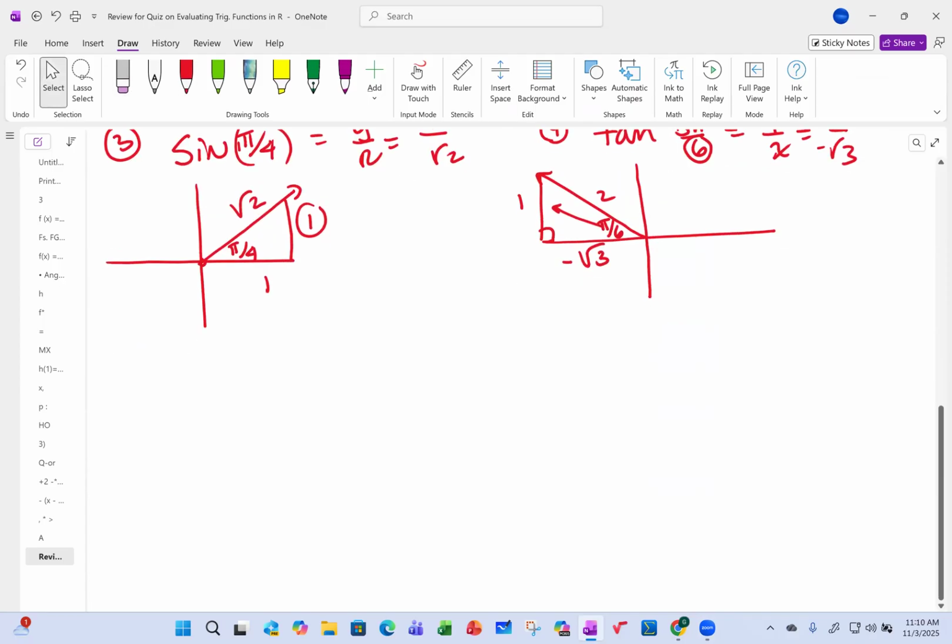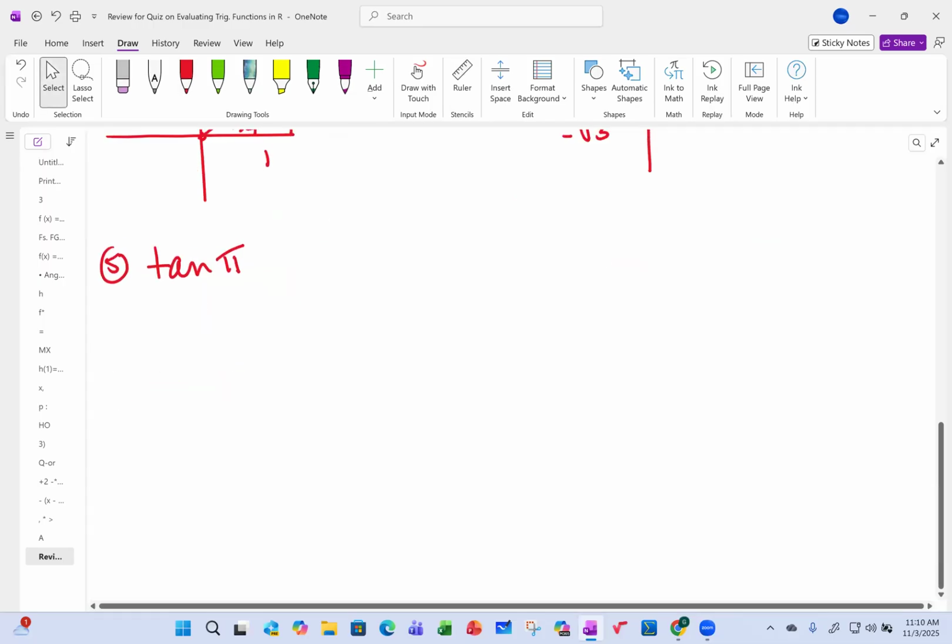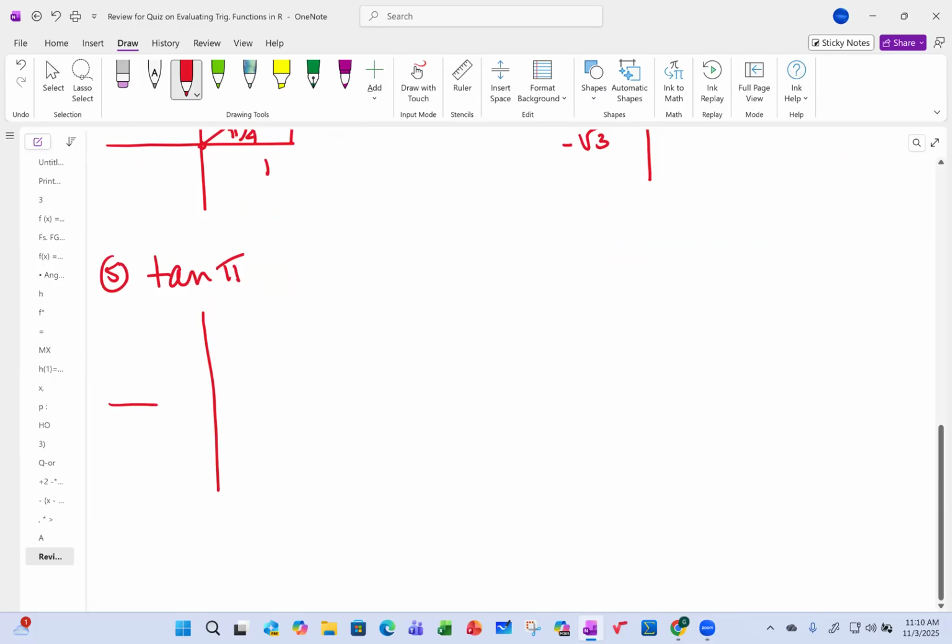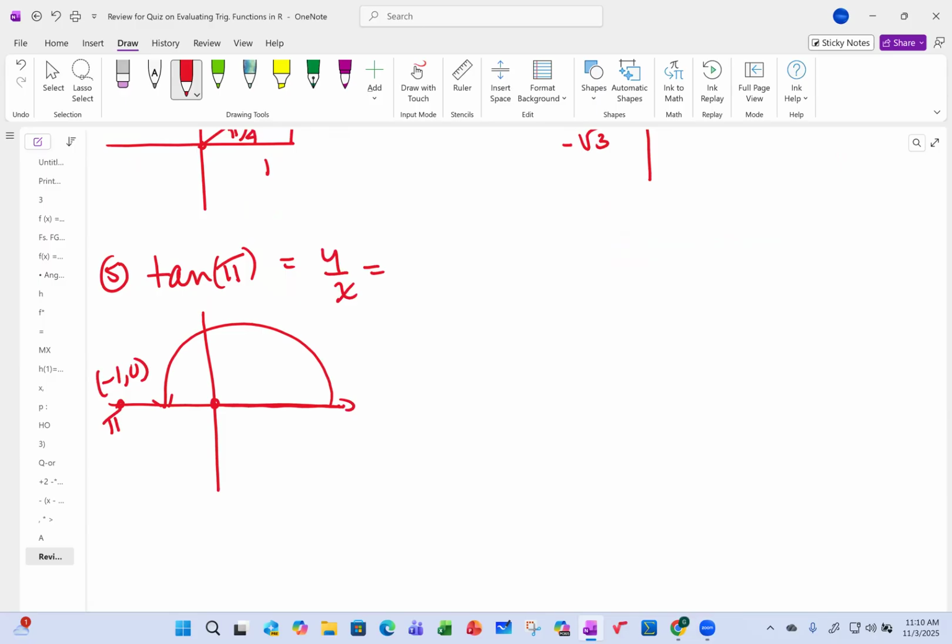Okay, number 5, the tangent of pi. So pause the video. This time, pi is a quadrantal angle. So therefore, it starts right here, and it goes counterclockwise, and this is pi radians. There is no triangle when it's a quadrantal angle. The coordinates there are -1, 0. Tangent is the ratio of y to x. Y is 0, x is -1, and my answer is 0.